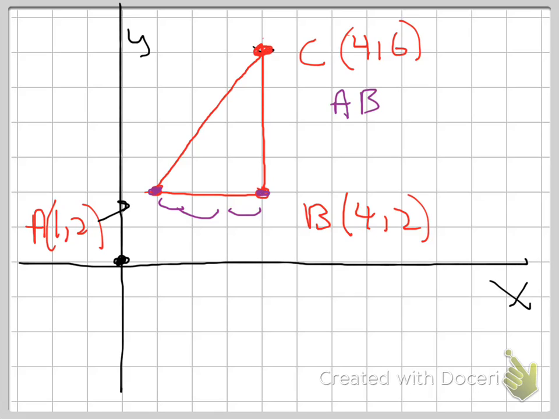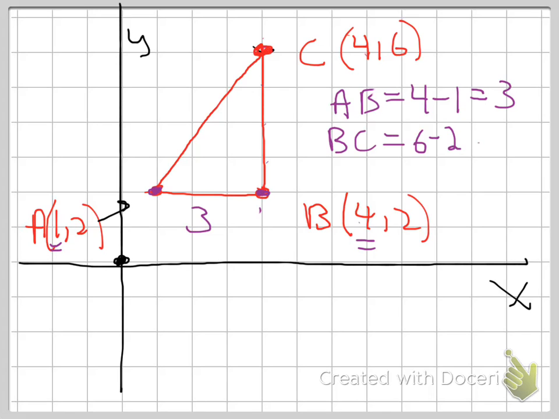Now, counting is fine when you can do it, but if you can't just count, you might want to notice that all we're doing really here is subtracting the x's when the y's are the same. So the length here I will show as being 4 minus 1. That length is equal to 3. Same thing we got when we counted. If we would count between B and C, we would see that the length is 1, 2, 3, 4 units. But we can also get the length of that segment BC just by subtracting. When the x's are the same, you can just subtract the y's. 6 minus 2 will give you 4.